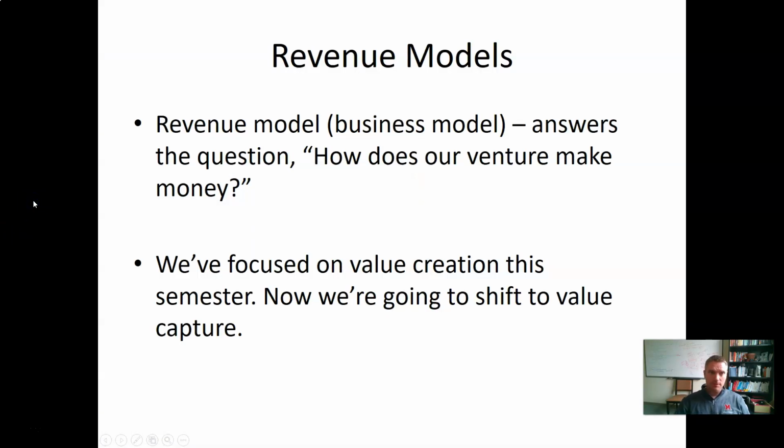So, revenue models. Sometimes I hear the term business model, and it's a little confusing because sometimes when people say business model, they mean the entire lean canvas. In other cases, they're specifically talking about the revenue model, and the revenue model answers the question, how does our venture make money?